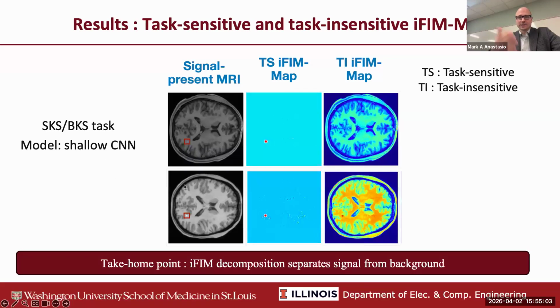Okay, and so basically in this case, using a shallow CNN, we computed the task-specific maps, which are shown in the middle column, and then the task-insensitive maps in the right column. And what's neat is in the task-sensitive maps, you can actually see it picked up the signal, and it didn't pick up much of the background, where the task-insensitive maps basically captured most of the background, but not the signal. So again, this is a very simple example, but it shows that this decomposition, in this case, did a good job of separating the informative signal from the background.